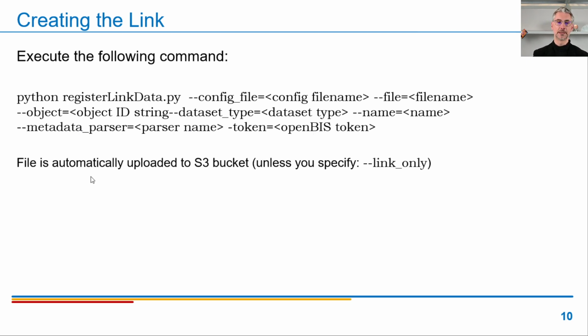The script automatically extracts relevant metadata if a metadata parser already exists for this file type, uploads the file to the S3 bucket that is specified in the config file, unless you specify link only, for example, if you've already done this manually, and creates the link to this object.